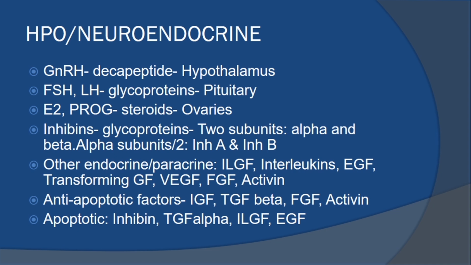Inhibin is a glycoprotein which has two subunits, alpha and beta. Then the other endocrine and paracrine hormones are interleukin, epidermal growth factor, transforming growth factor, vascular endothelial growth factor, etc. All these act in the hypothalamic-pituitary-ovarian axis to end up with the ovulation process. So what is anovulation?